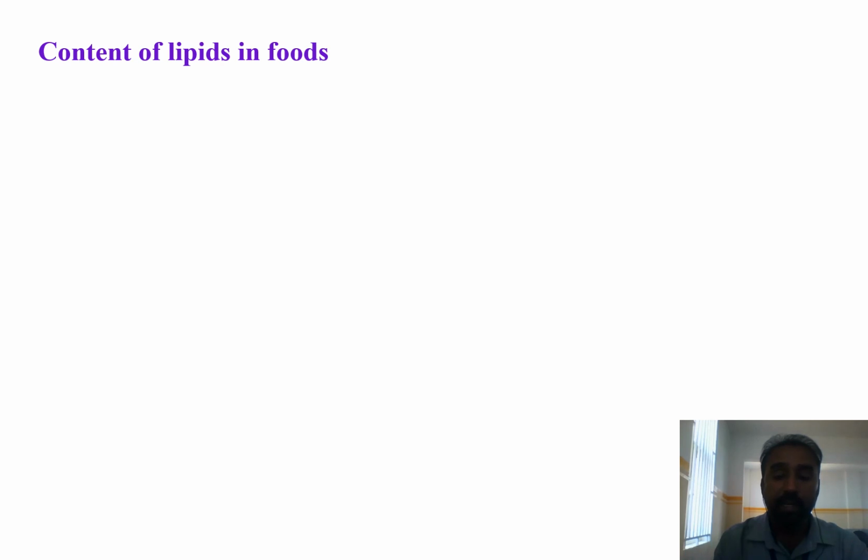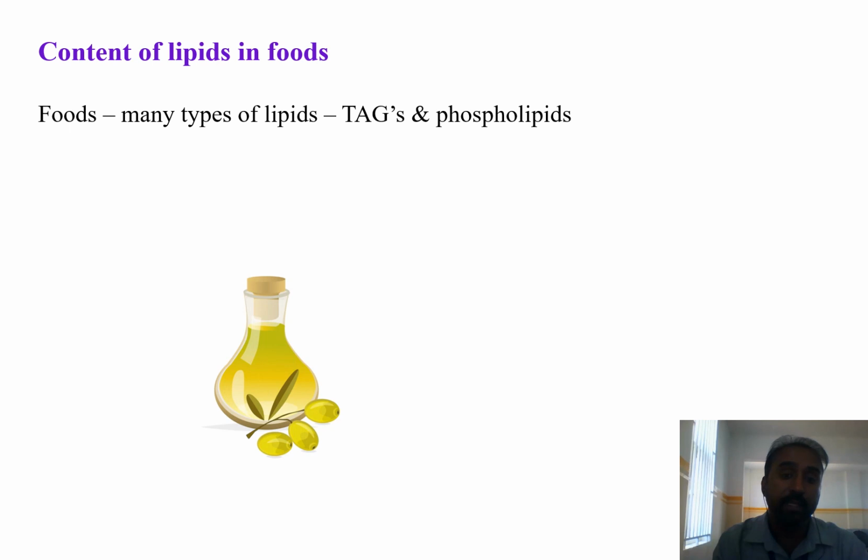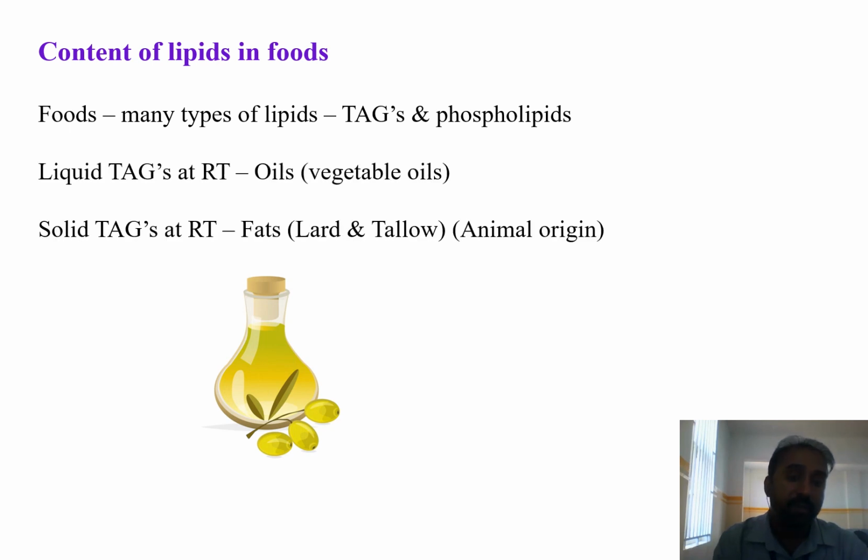Next we can see the content of lipids in foods. Foods contain many types of lipids, for example TAGs, the triacylglycerol molecules, and phospholipids. There are two further classifications: liquid TAGs at room temperature, which are mostly oils, an example of liquid triacylglycerol molecules, and solid triglyceride molecules at room temperature, which are called fats. This is why lipids have both terms, oils and fats. Examples of fats are lard and tallow, mostly from animal origins.